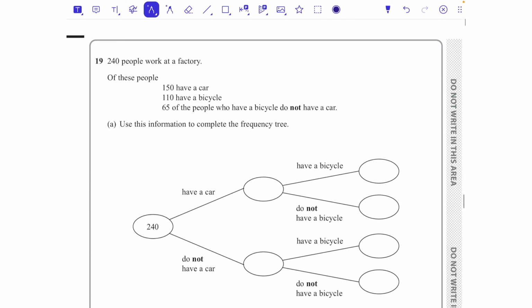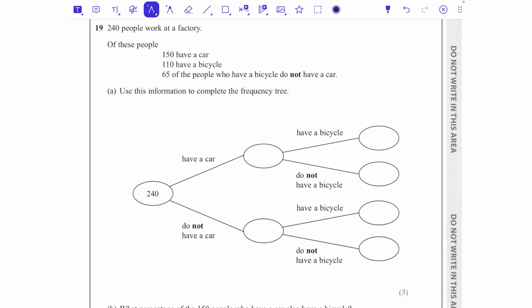Question number 19, 240 people work at a factory. Of these people, 150 have a car, so we can put those 150 people there. 110 have a bicycle, so that's going to be between those two. We know that that needs to make 110 because I've got some people that have a car, don't have a car, but also some people who have a bicycle. And then it says 65 of the people who have a bicycle do not have a car. So that's going to go there. 65 people who do not have a car also have a bicycle. There we go. So now we've just got to fill in all of the gaps.